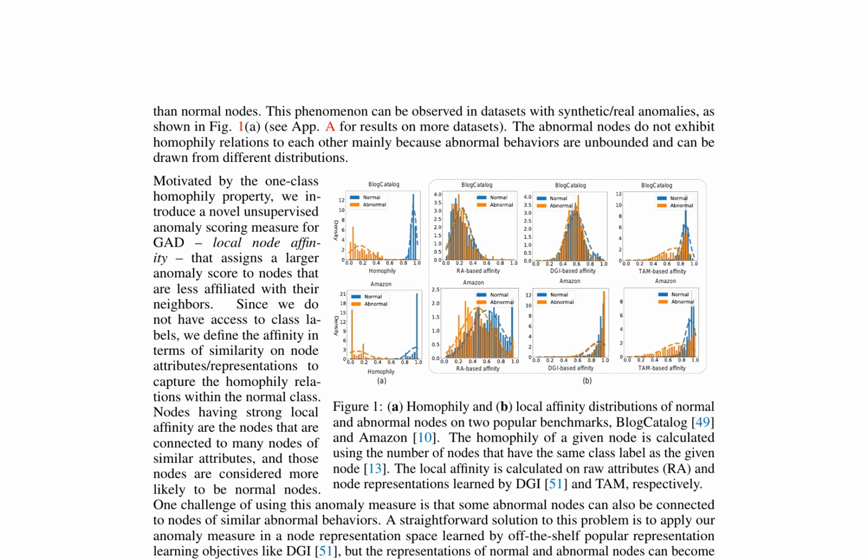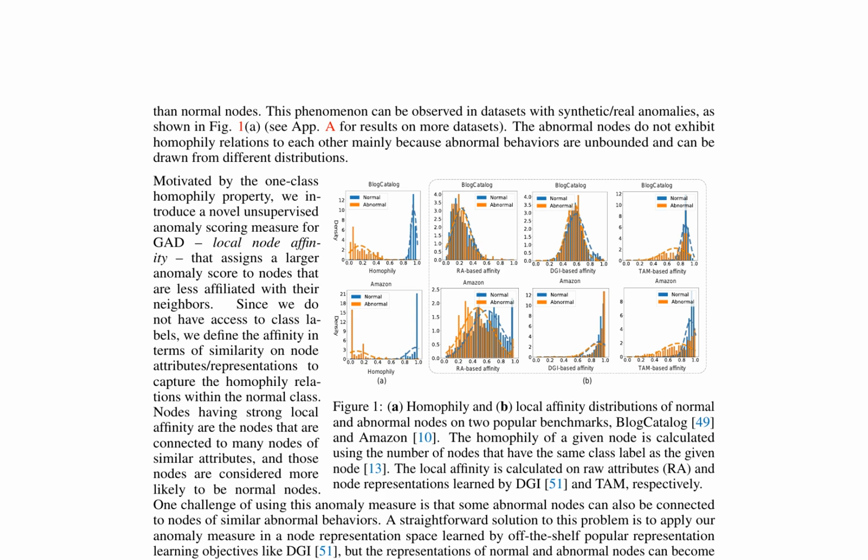The authors observe a phenomenon in graph-structured data where abnormal nodes exhibit lower homophily, meaning they have fewer connections with other nodes of the same class label. This is demonstrated using synthetic and real-world datasets, including Blog Catalog and Amazon. The homophily of a node is calculated as the number of nodes with the same class label.